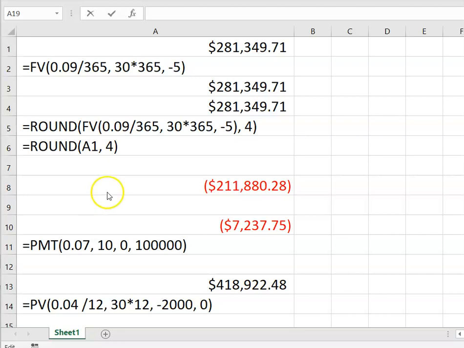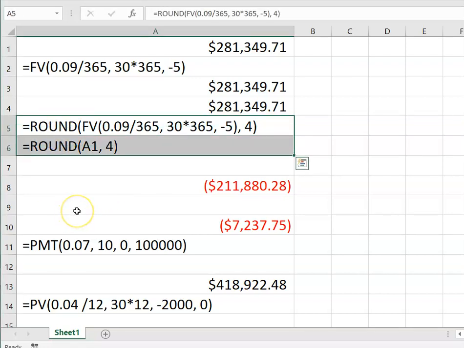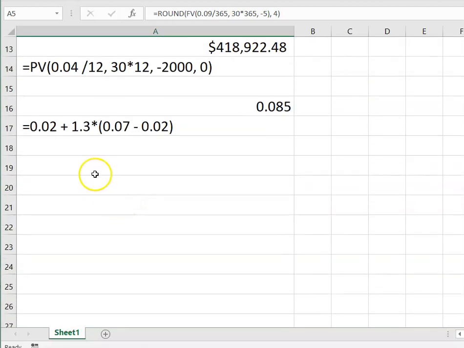One thing I want to re-emphasize from last time is when you do the round function, make sure you have equals round and you put the comma 4 in there. And again, you can either point to the cell where you did the function, the evaluation computation, or you can put the computation right in there. So either way, but for the purposes of the exam, round 4.